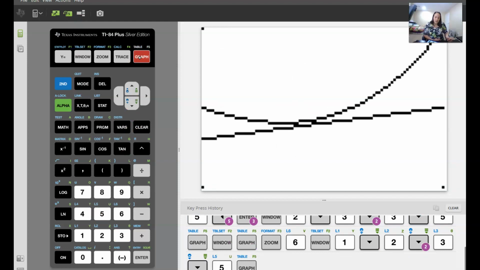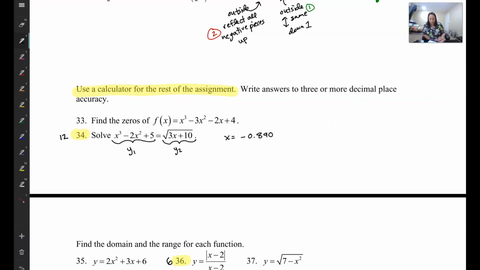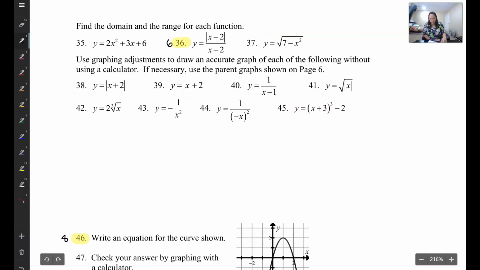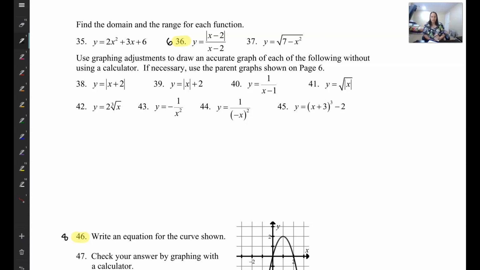There it is. So I zoomed into that part of the graph, and I can look at this. When I zoom in, those two pieces get really close, but it doesn't look like they actually intersect, which means my only solution is that one, because the other ones never actually intersected and crossed. Hopefully that helps. In the next video, we will do 36 and 46. Those are the next most requested.